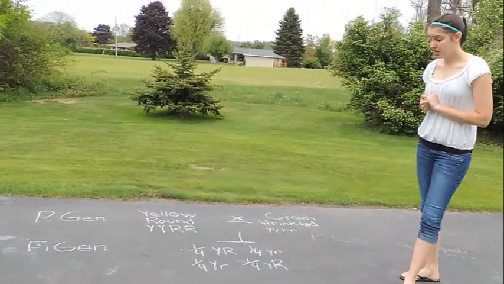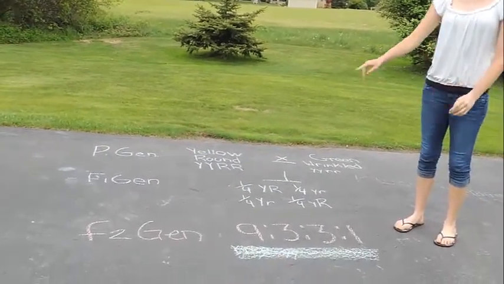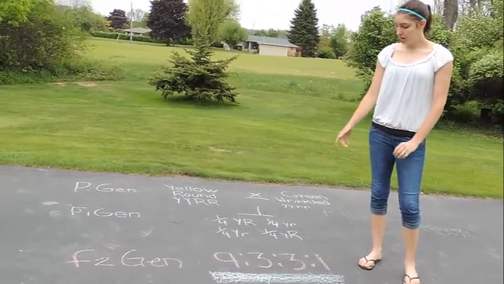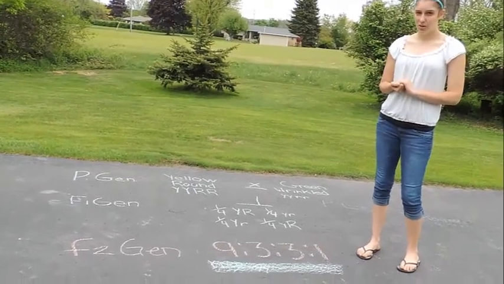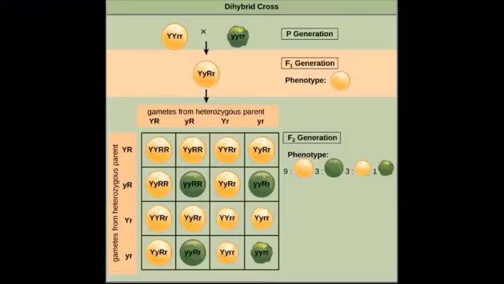After crossing the F1 generation with the F1 generation, you'll get the phenotypic ratio for the F2 generation, which is 9:3:3:1. You will get 9 yellow round, 3 green round, 3 yellow wrinkled, and 1 green wrinkled. This is the exact cross that Mendel did. As you can see here, it shows you clearly the F2 generation of how they got 9:3:3:1. The 9 round yellow, the 3 round green, the 3 wrinkled yellow, and the 1 green wrinkled.